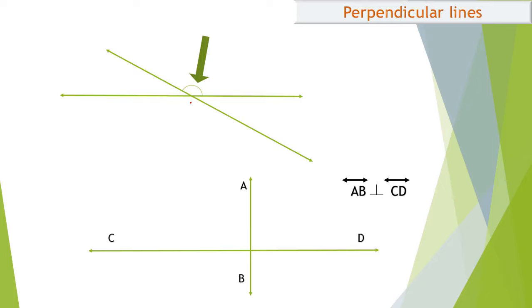Perpendicular lines. Intersecting lines form angles at their intersection. Lines that make a right angle at their intersection are perpendicular to each other. The symbol is an inverted T when we have to write about perpendicular lines.